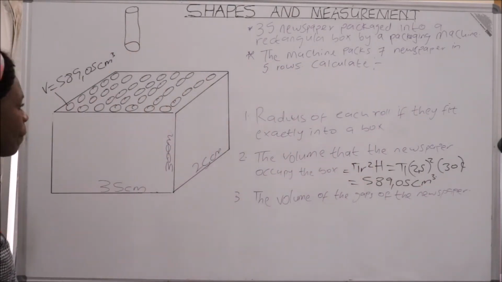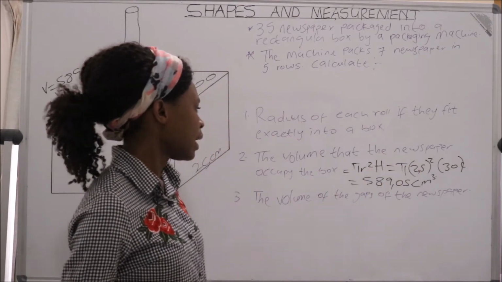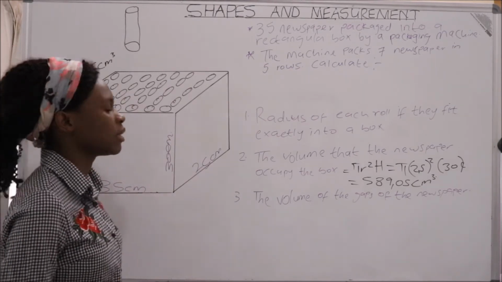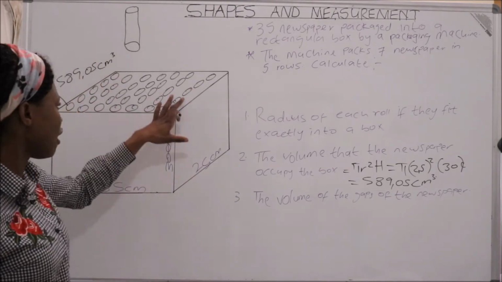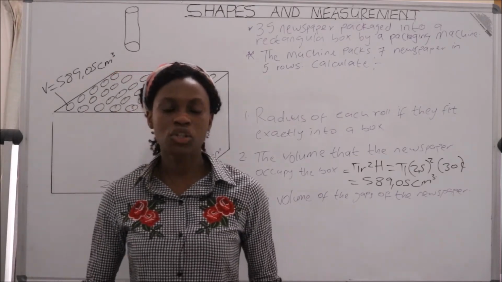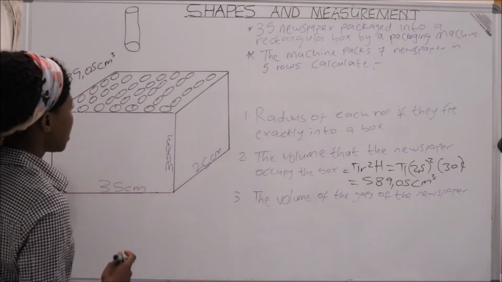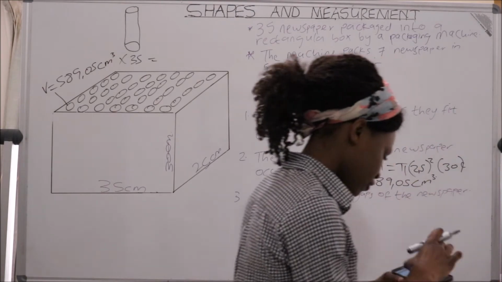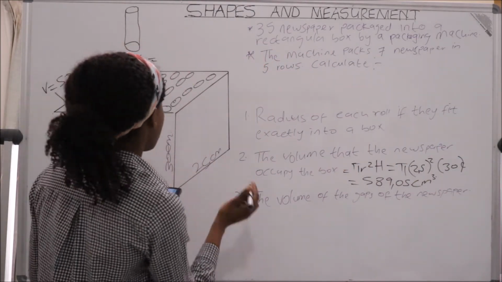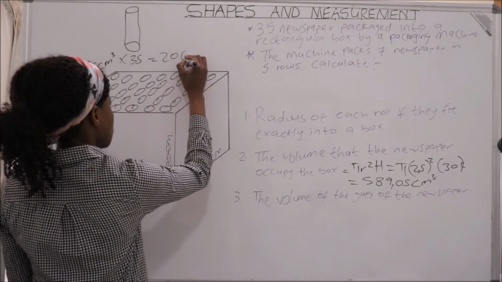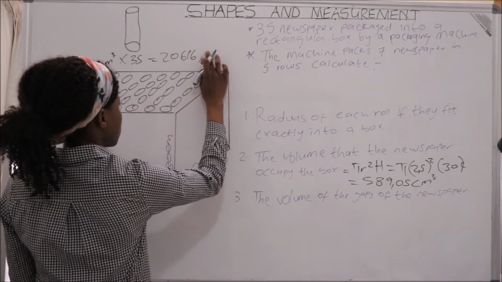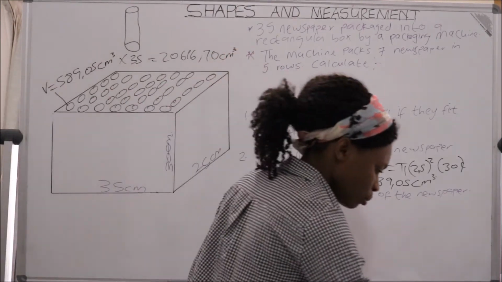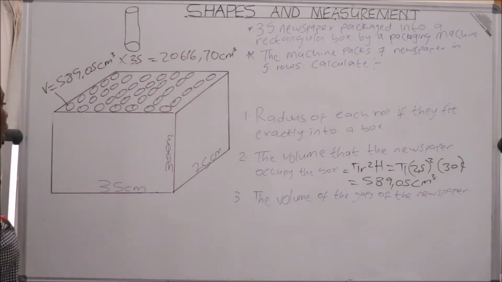So to now get the volume that all the newspaper occupy in the box, I have to multiply the 589.05 cubic centimeters by 35, so that I can see the volume that all this newspaper occupy inside the box. I'll just still use my cell phone, multiplied by 35. That will give us 20,616.70 cubic centimeters. That is the volume that all this newspaper occupy inside the rectangular box.